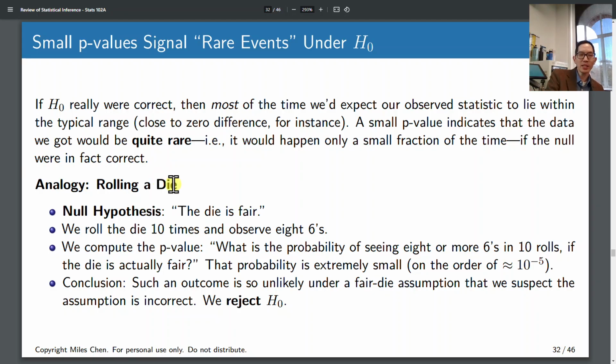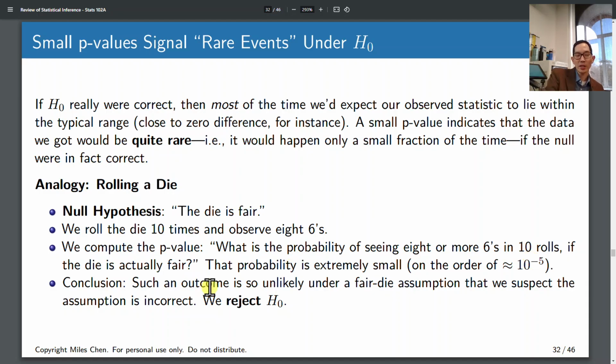So an analogy is, think about rolling a die. Your null hypothesis is that the die is fair. And let's say you roll the die 10 times and you get the number 6 8 times out of 10, okay? And you calculate the p-value. You ask, what's the probability of getting our result of 8 or more 6s in 10 rolls if the die is actually fair, okay? The probability of something like that happening with a fair die is really, really unusual, right? It's on the order of 10 to the minus 5 that just by random chance you happen to roll the number 6 8 times out of 10 rolls, okay?